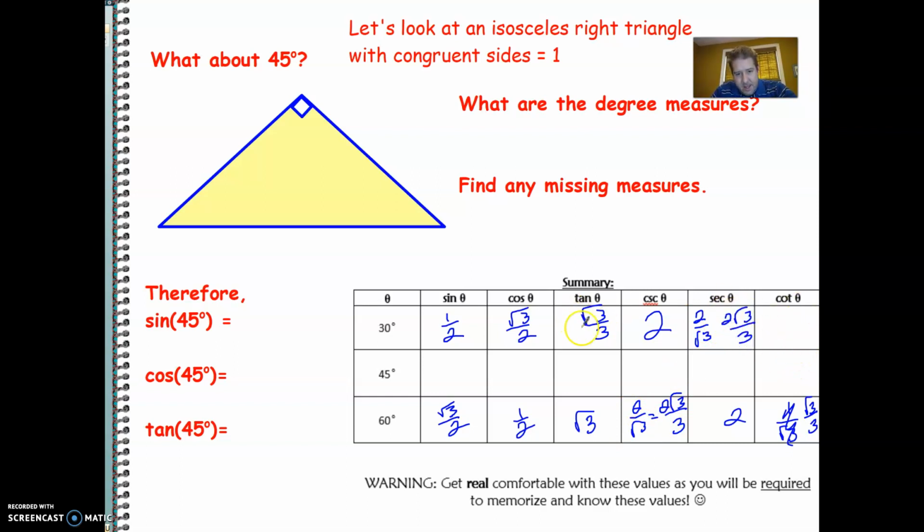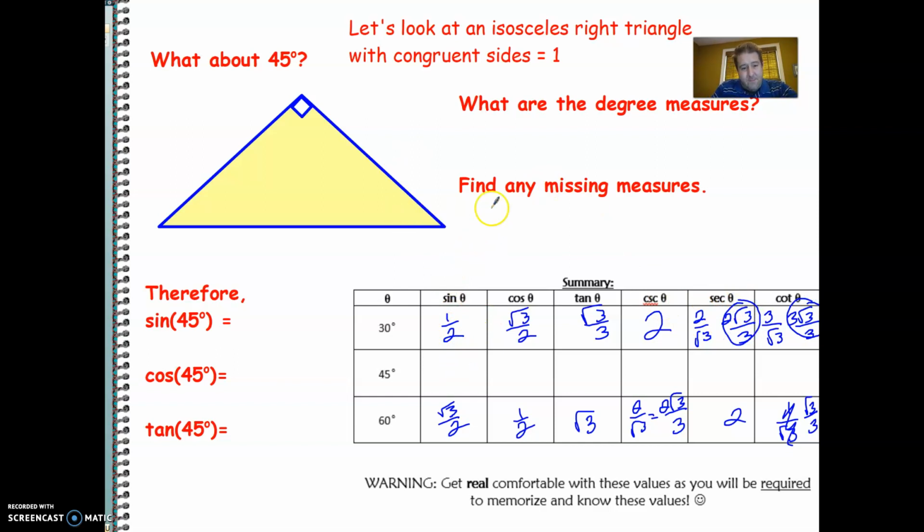And then cotangent, flip this around, you get 3 over square root of 3, which then you radicalize, so you get 3 times the square root of 3 over 3. All right, so it's this. So just keep in mind that these are the ones that we are going to be using.